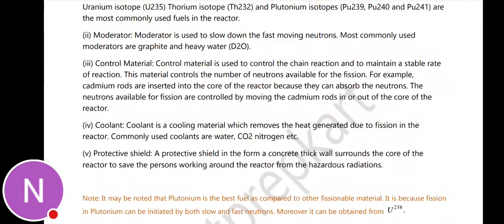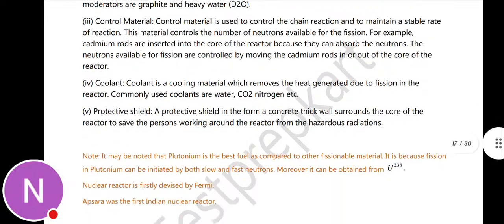Then the next is the moderator. The moderator is used to slow down the fast moving neutrons. The most commonly used moderators are heavy water and graphite.